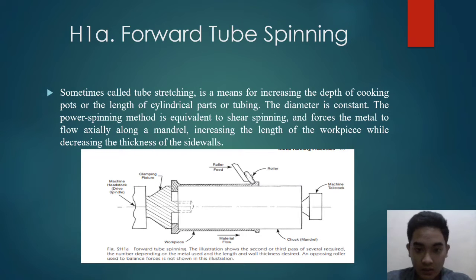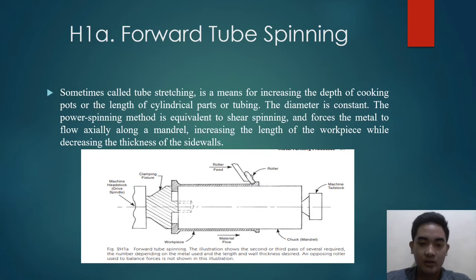Okay, and it forces the metal to flow axially along the mandrel, increasing the length of the workpiece while decreasing the thickness of the side walls. This is a picture of forward tube spinning.